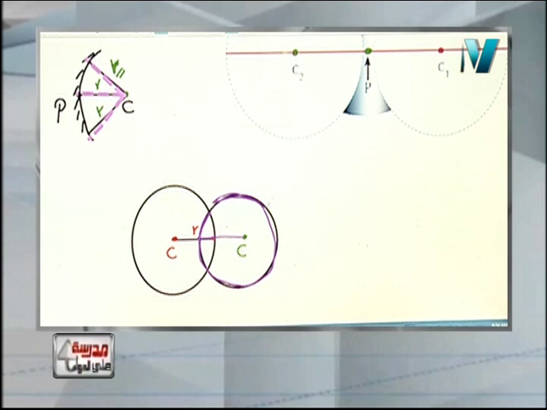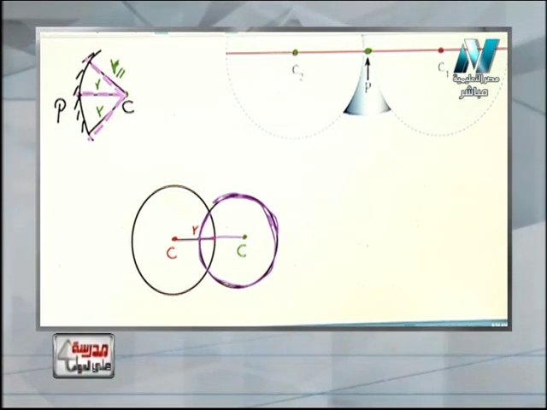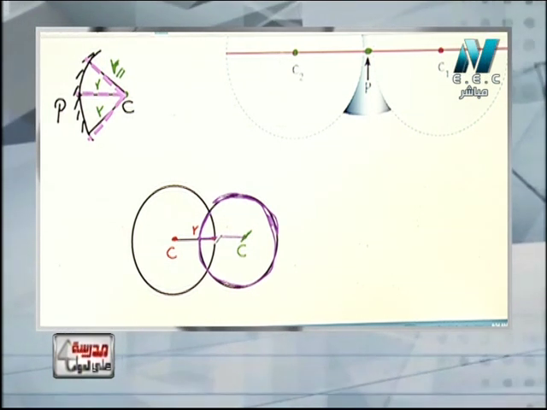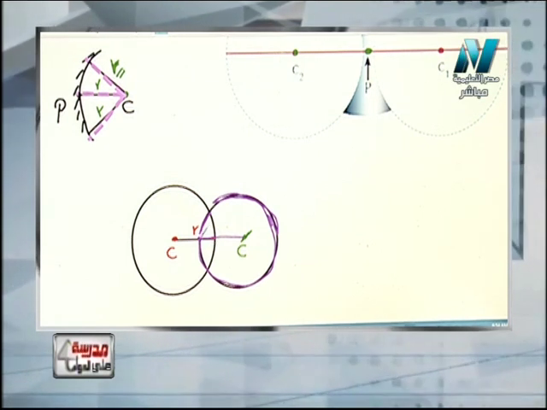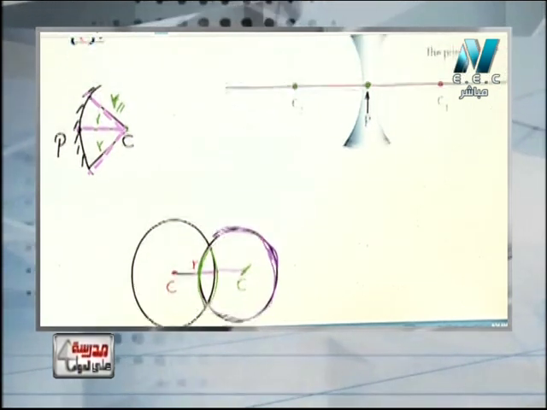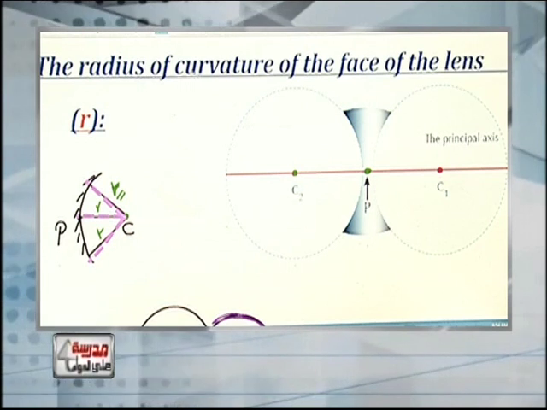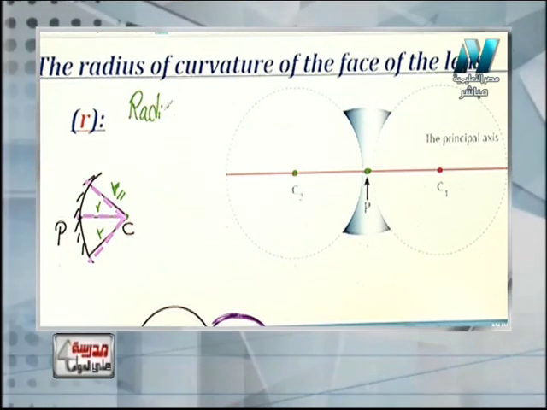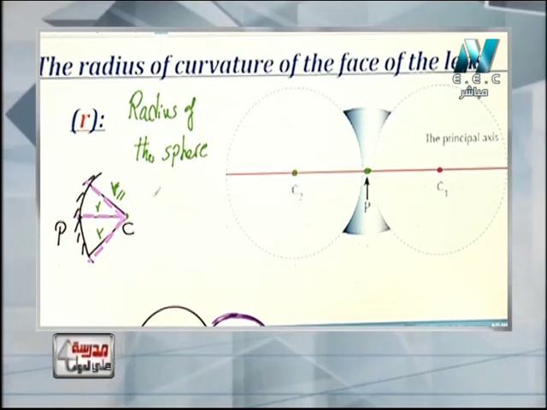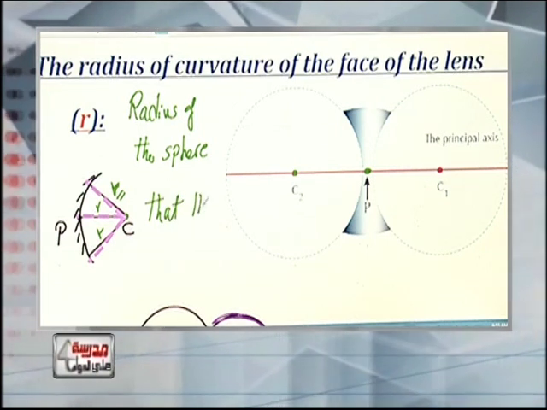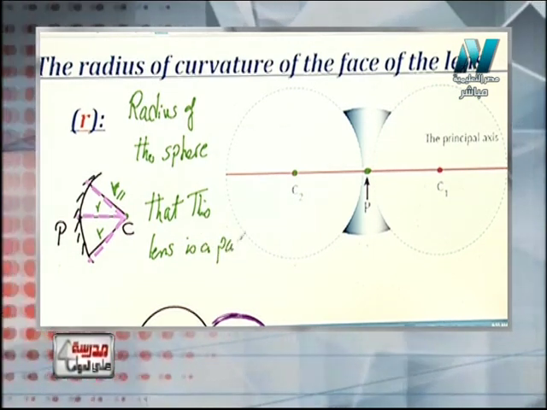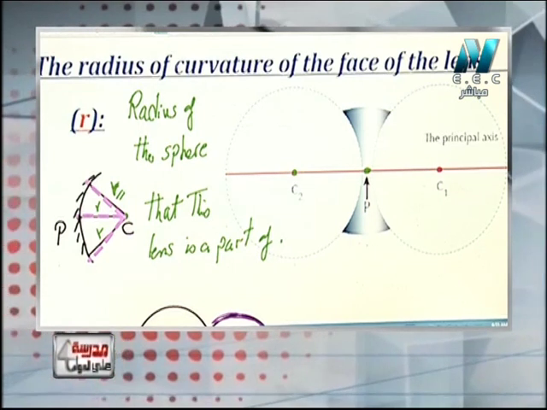So we can say the radius of curvature is the distance between C and P? No, it doesn't work with the optical center. Because the radius of curvature here is the radius of the sphere, the sphere that this lens is a part of. Not like the radius of curvature in the mirror.